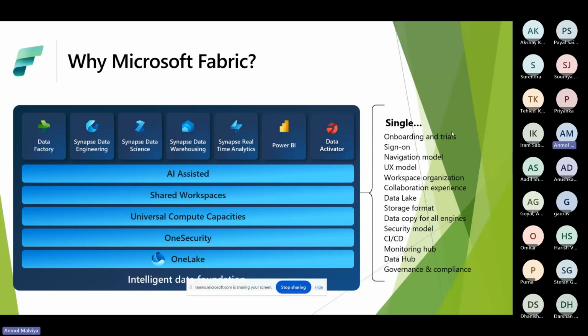Now we will understand why Microsoft Fabric. The concept is already clear: it combines all the technologies. As you can see on the right-hand side, it provides single onboarding and trials on a single platform. You will get everything. Then we have a simplified navigation model and UX model. Then we have the option for workspace organization. We can create workspaces and assign different teams to different workspaces. Then there are collaboration options, so multiple developers can work in a single place. Then the data lake option is available, with a storage format where one copy of data can be used in all the different places. So these are a few points which we can say are important in terms of Microsoft Fabric.